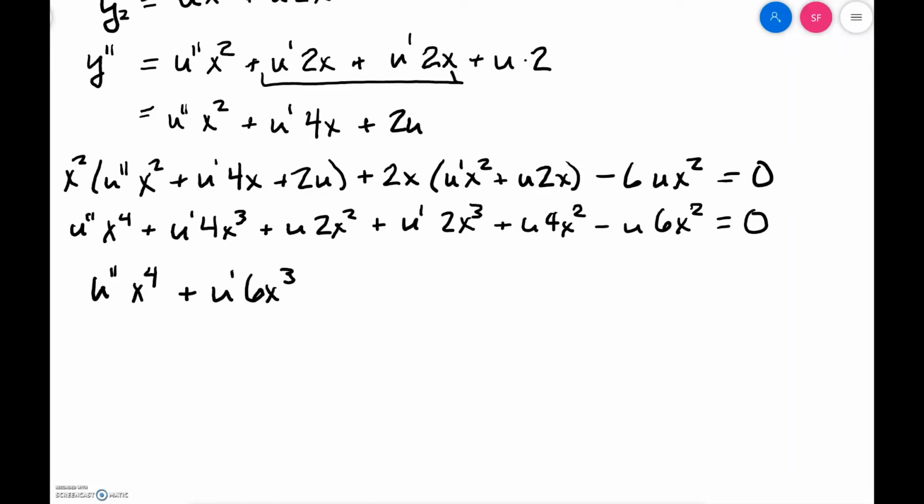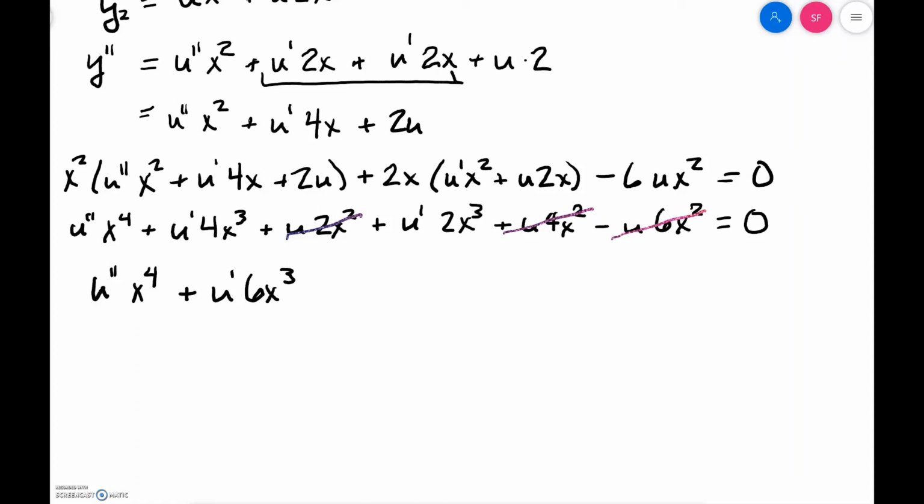And now let's look at just the u's. Here's a 2x squared plus 4x squared minus 6x squared, so that's kind of nice. They all cancel out. That one cancels out with that one, which cancels out with that one.